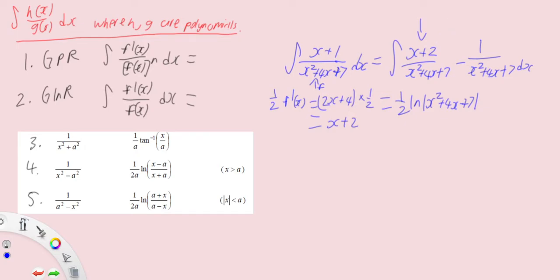However, for the other one, what do we do? We know we can't use the general power rule. There's definitely no ln rule because the degree on top is 2 away from the degree below. So now what we do is we simply convert to this final form.